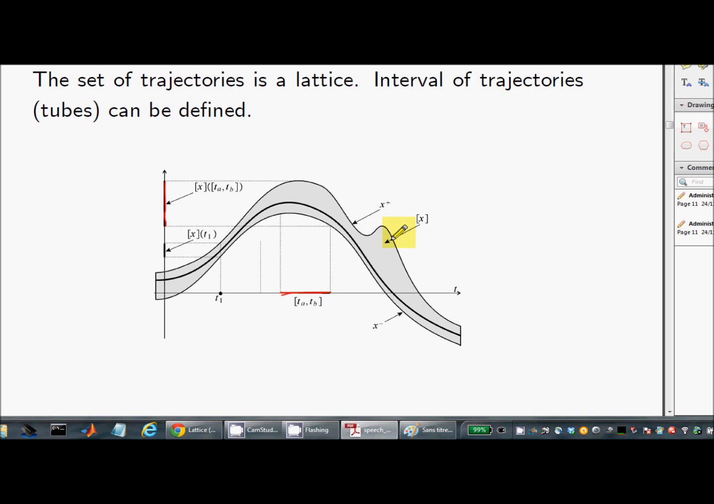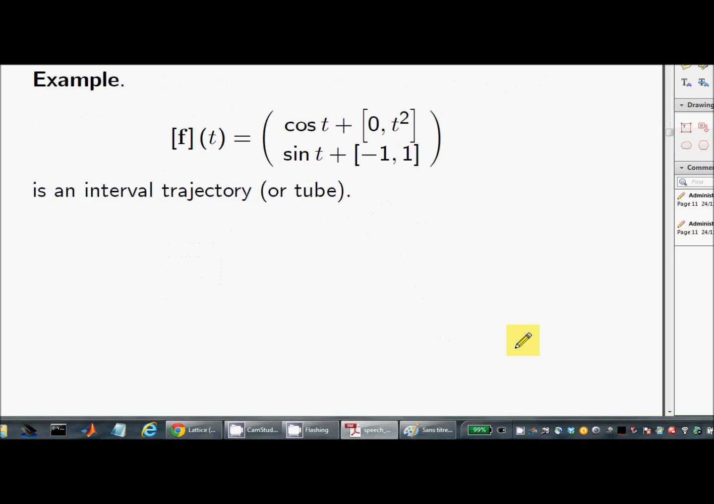If you want, a tube will correspond to the interval or set membership counterpart of what we call a random signal. So most of the time, a tube encloses a trajectory which is not known. An example of an interval trajectory is this. I have a function cos and sine, and I add an interval, and here f of t corresponds to an interval trajectory or a tube.